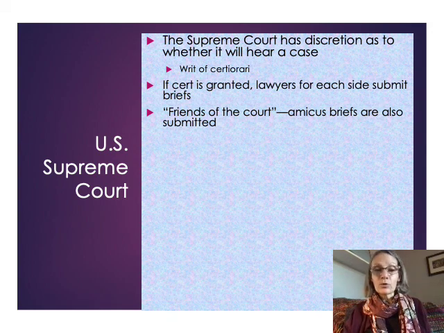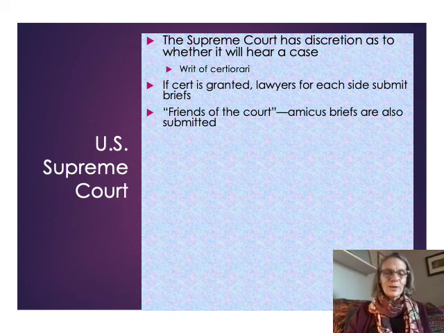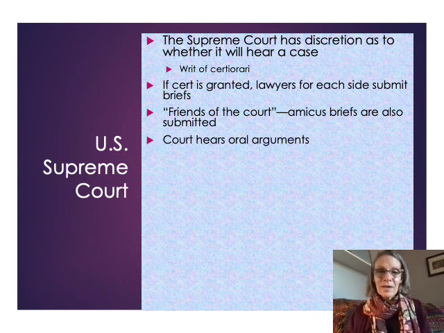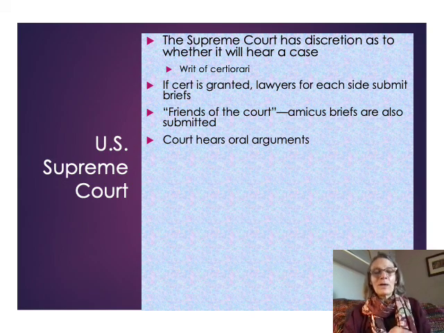And the justices read those briefs. Actually, their clerks read those briefs, but they read them too in terms of getting prepared for the next step. Once briefs are submitted, then the court hears what's known as oral arguments. They're called oral arguments because they are actual arguments that are made in person to the Supreme Court.